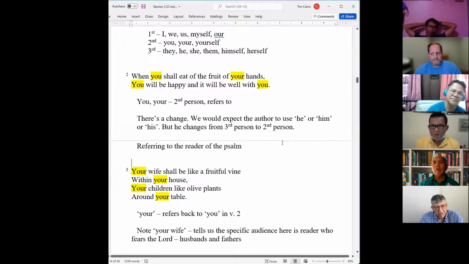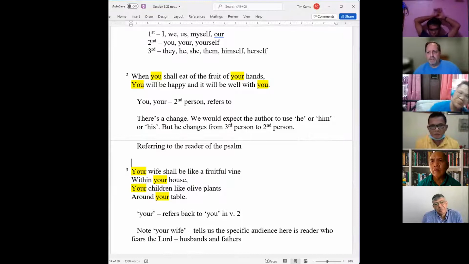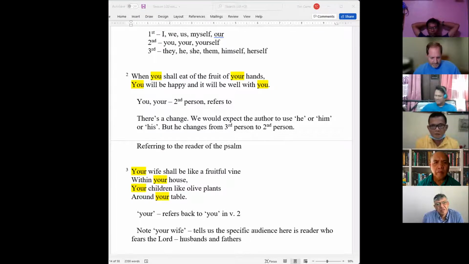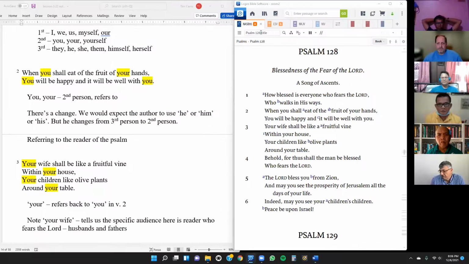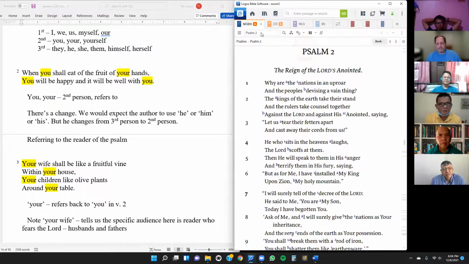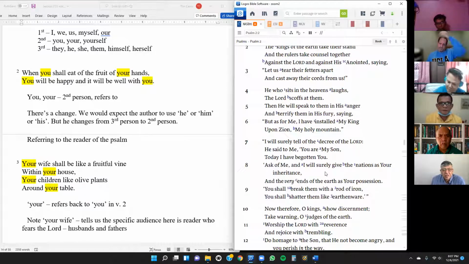You see that? And we identify this because we're paying attention to pronouns. There's another interesting one. I think one of you may have this psalm. Here, let me share the whole page. All right, Psalm 2. There's an interesting transition in pronouns here in this psalm.